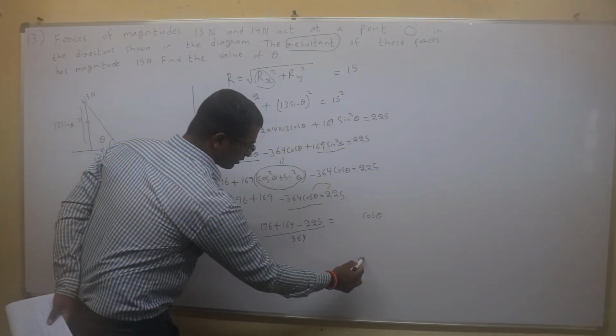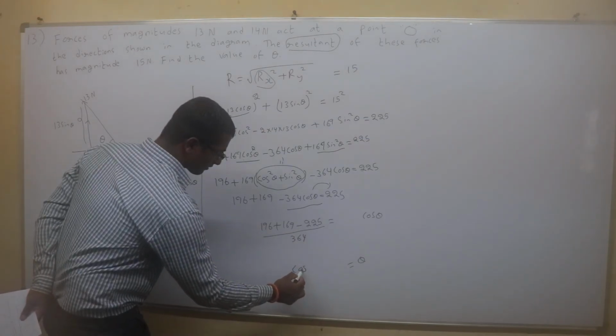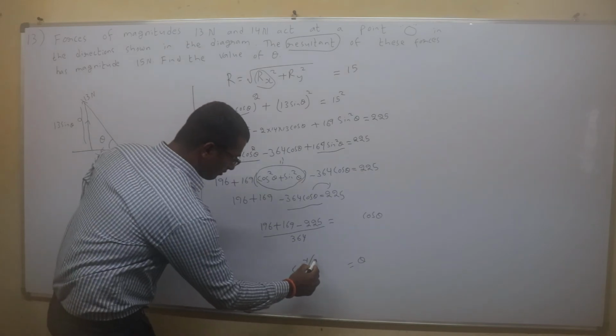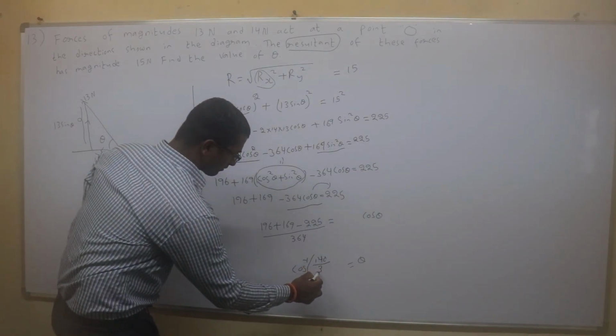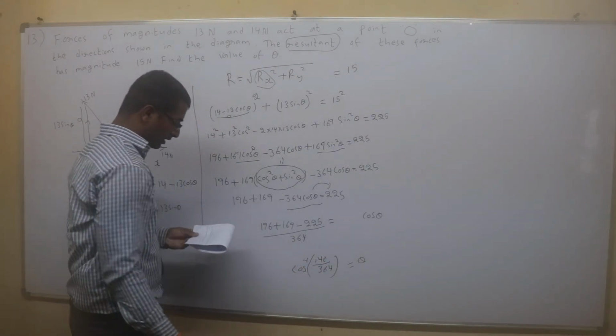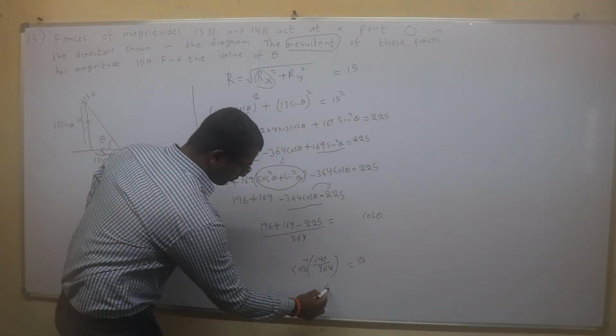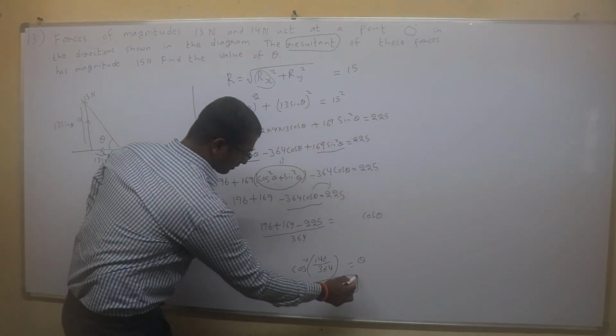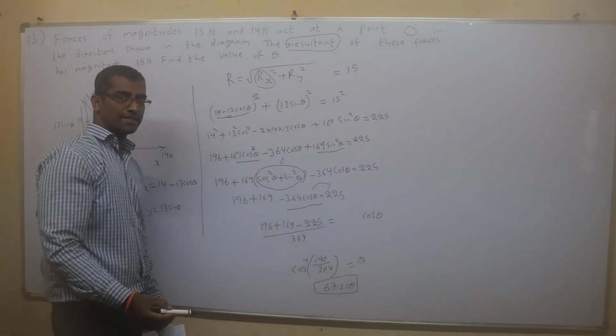I want theta, so theta becomes cos inverse. Cos inverse of 140 by 364, which will give you the answer 67.3 is the value for your theta. Is it clear?